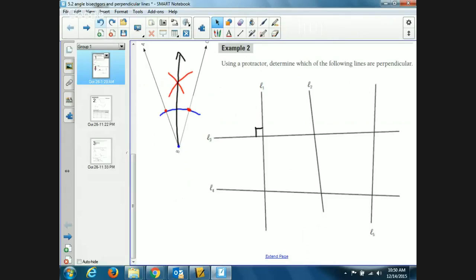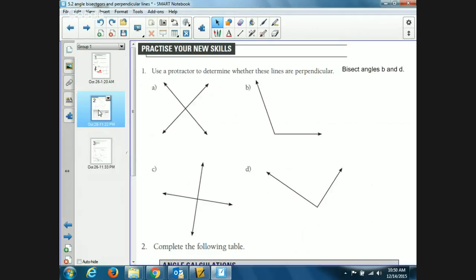If that's the case, then L1 and L3 are perpendicular. L1, L3 are perpendicular. We use this upside down T because it looks like a 90 degrees. Now, to practice your skills, use a protractor to determine if they're perpendicular, A, B, C, D.